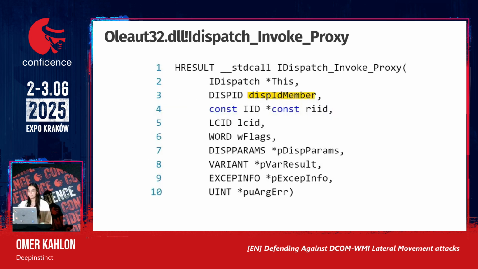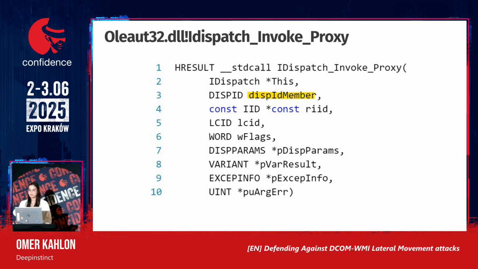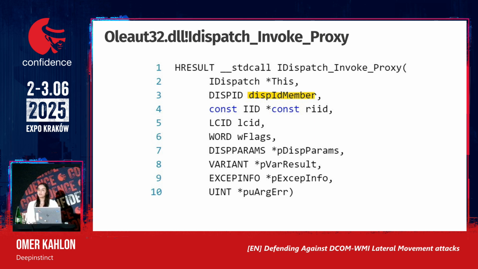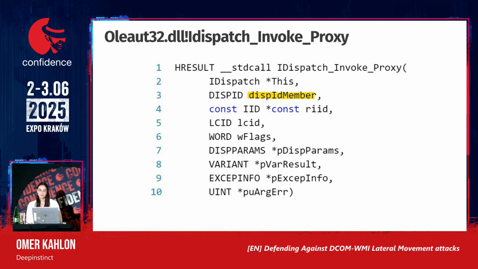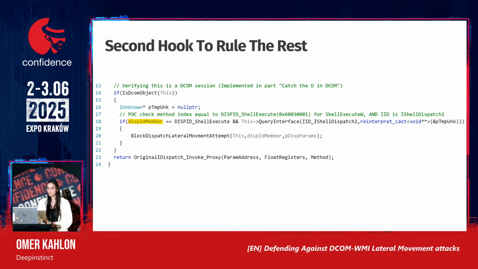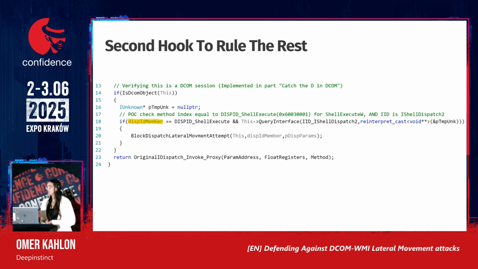As you can understand from the name, every COM object that implements IDispatch will use this function for its IDispatch::Invoke capability. This makes IDispatch_Invoke_Proxy our hooking spot for DCOM lateral movements that are using IDispatch. When we place this hook, we will check the dispIdMember, which specifies the name of the method being called. So this is the hook we placed inside IDispatch_Invoke_Proxy. The logic is completely the same. Again, we're looking for a specific IID and a specific method.